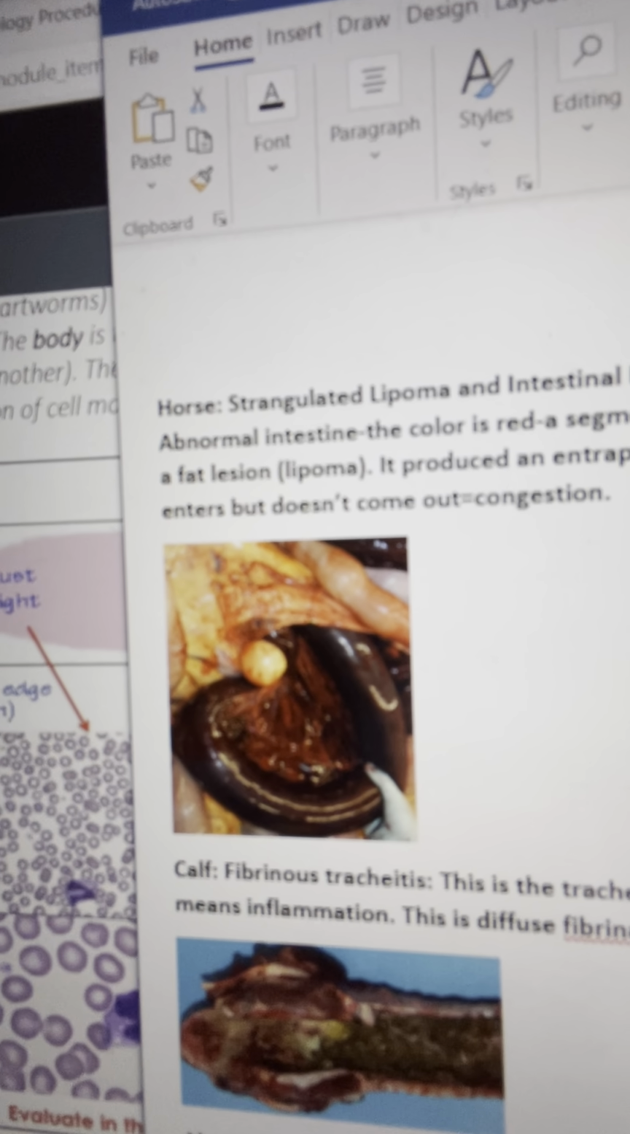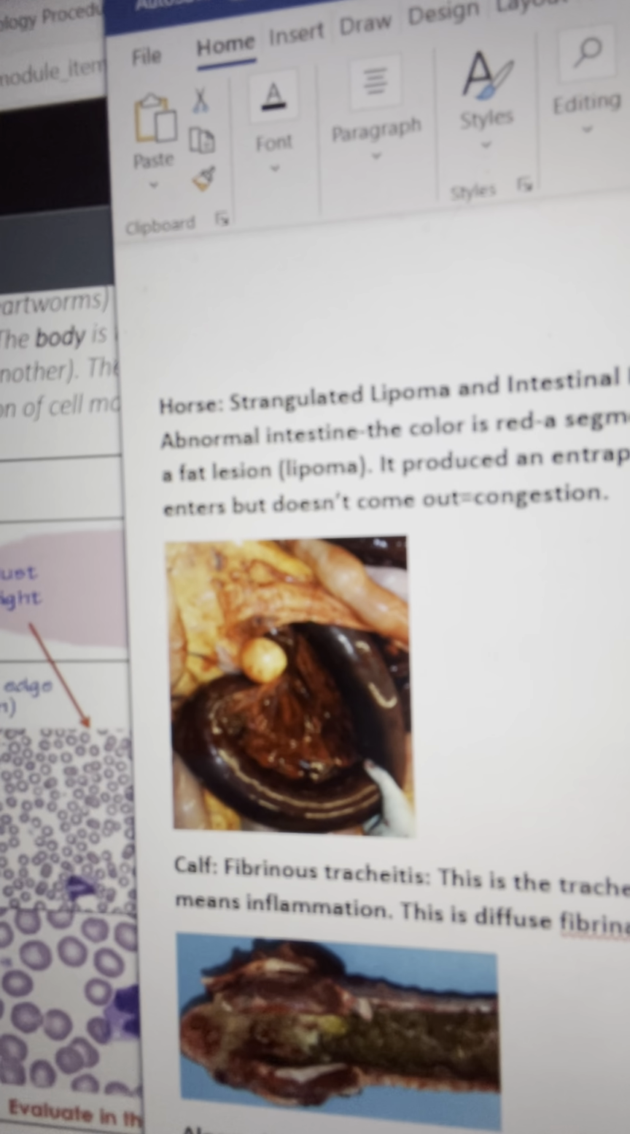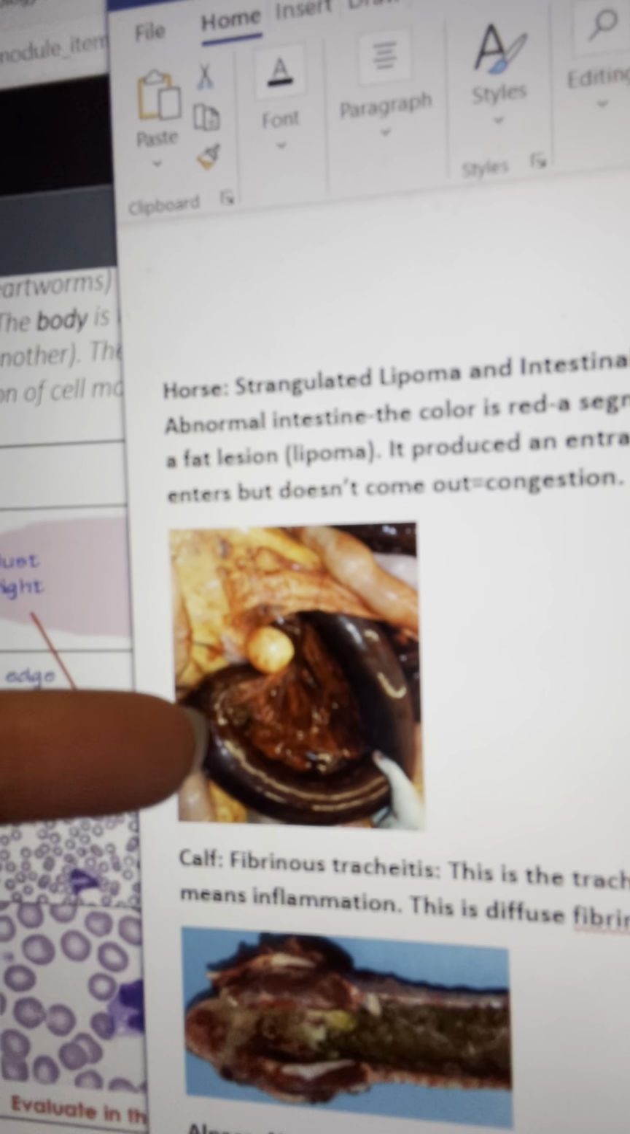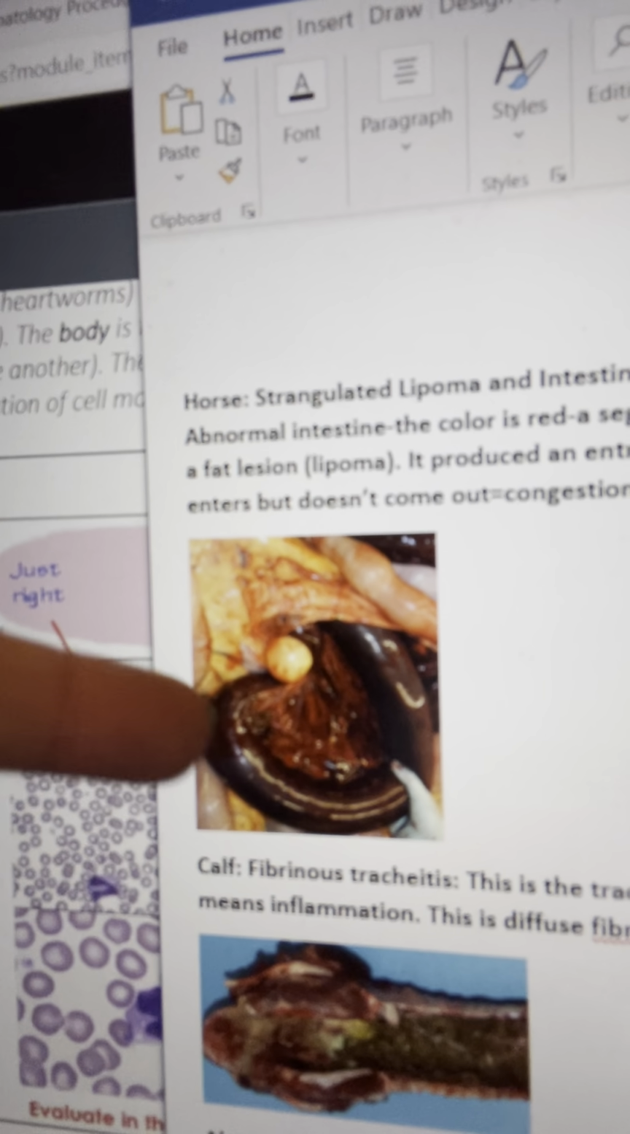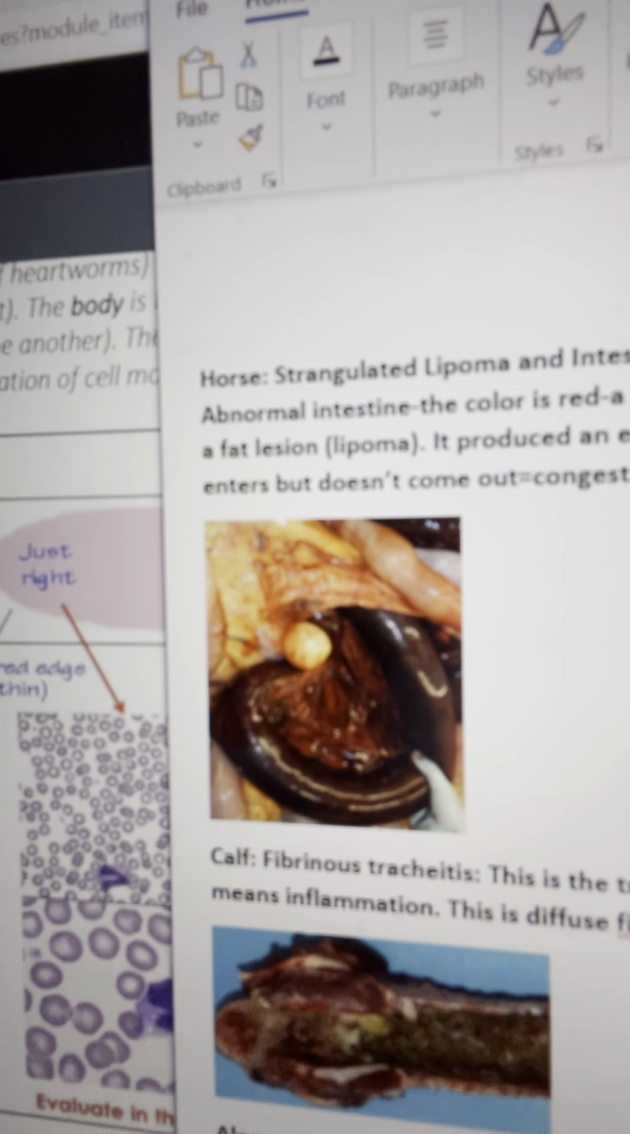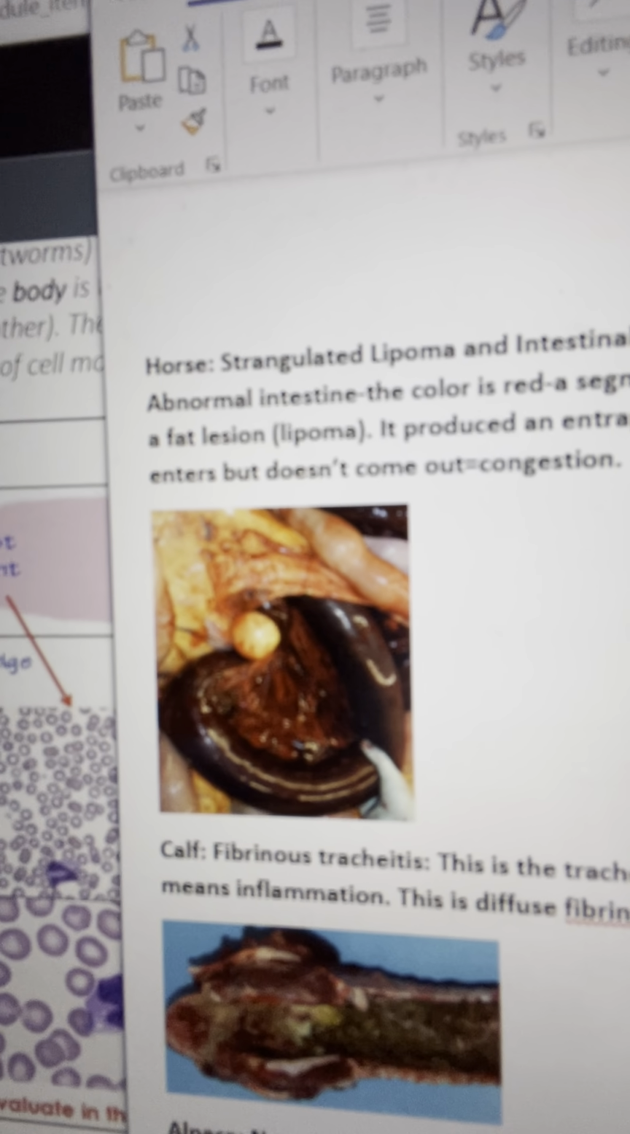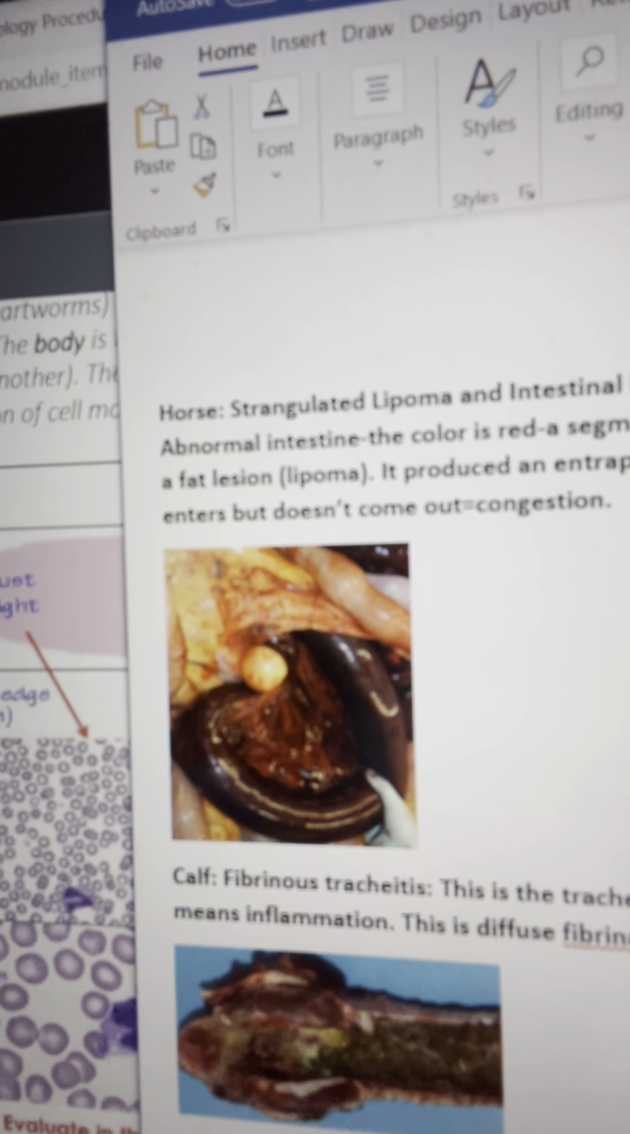So here in the horse, this is a horse's intestine. There are actually 2 lesions. So we have the lesion right here. We also have the lesion here. So we have an abnormal intestine. The color is red. A segment is abnormal, not the whole thing of the intestine.